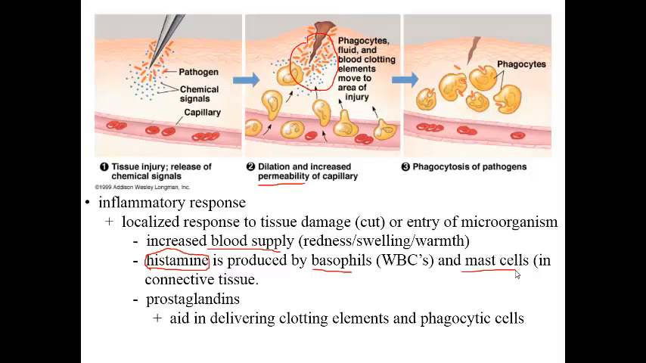When inflammation takes place, we're also going to see a local regulator called the prostaglandin. Prostaglandins trigger the feeling of pain. They also aid in delivering clotting elements and other phagocytic white blood cells to that area. This concludes our discussion on innate immunity.